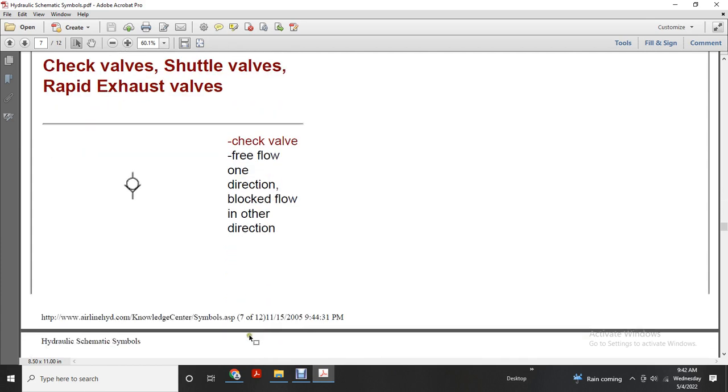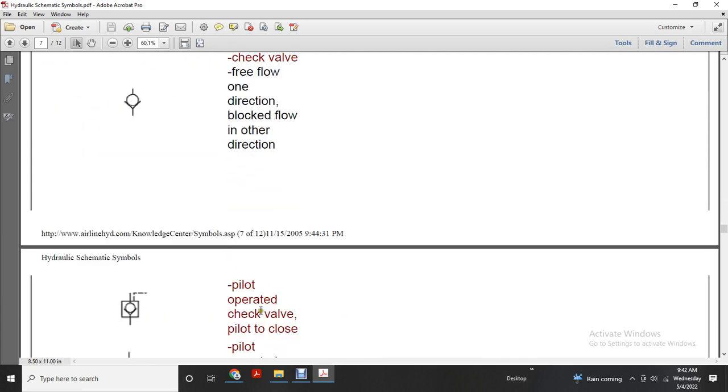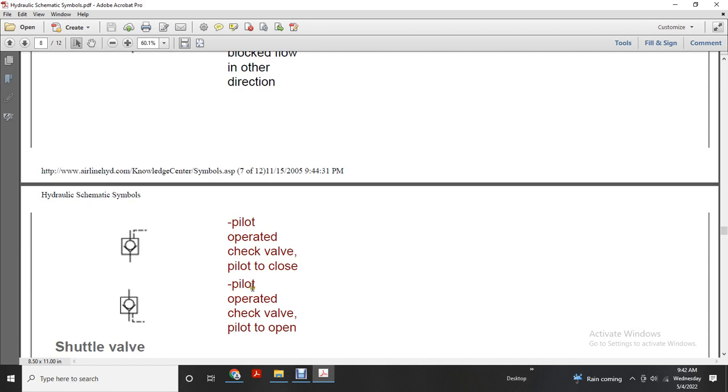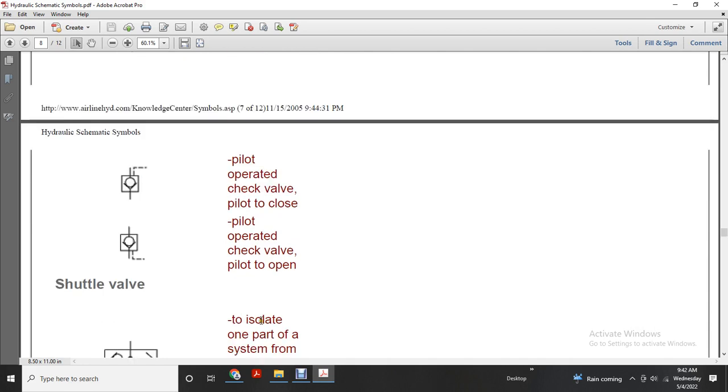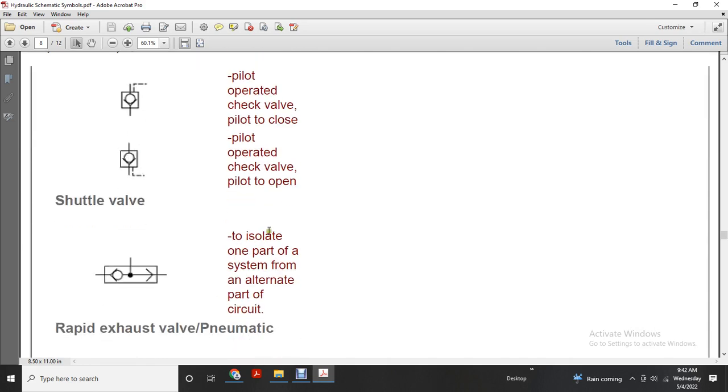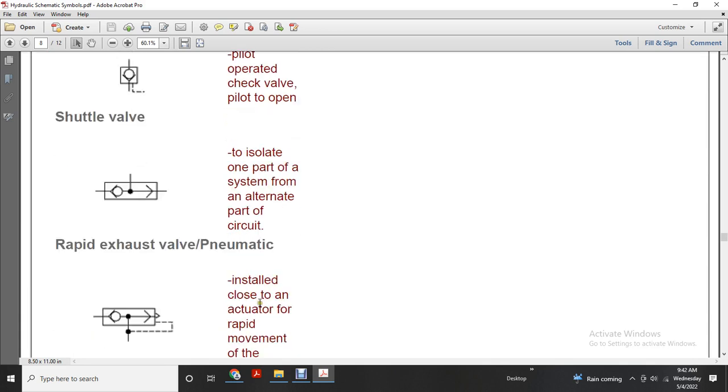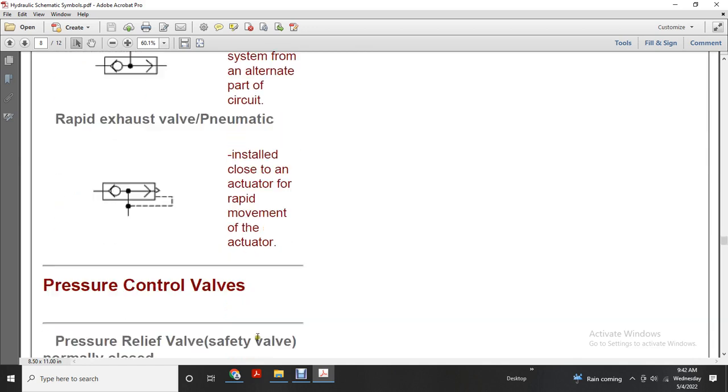Check valve, shuttle valves. Check valve: free flow in one direction, blocked in the other direction. Pilot operated check valve, pilot to close. Pilot operated check valve, pilot to open. Shuttle valve variation: to isolate one more part of the system in the alternate part of the circuit, insulated closed, the actuator, rapid movement of the actuator.